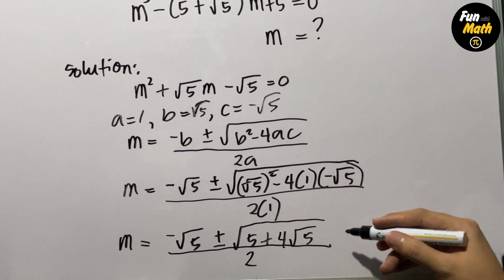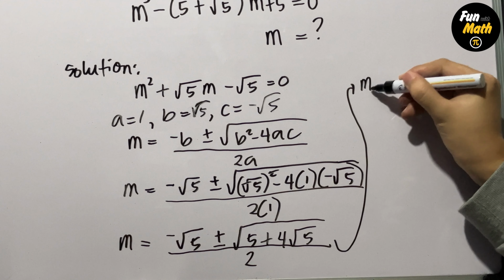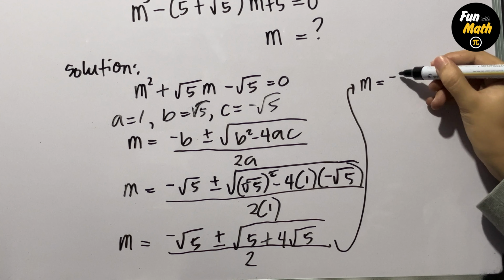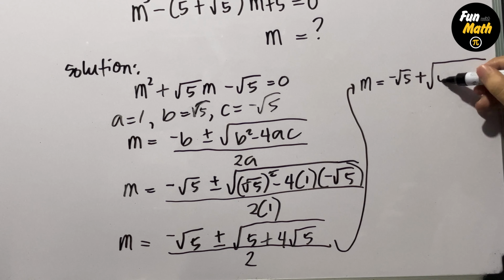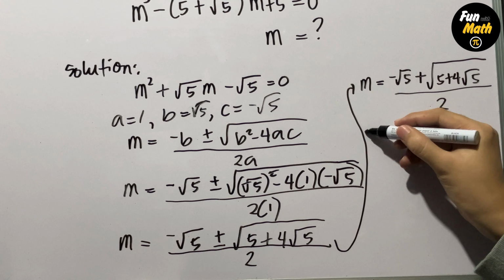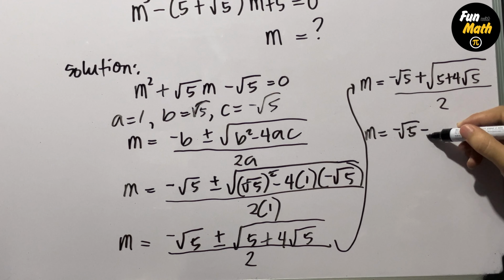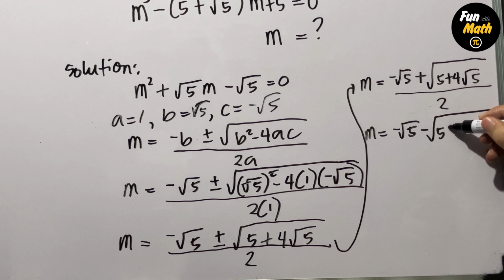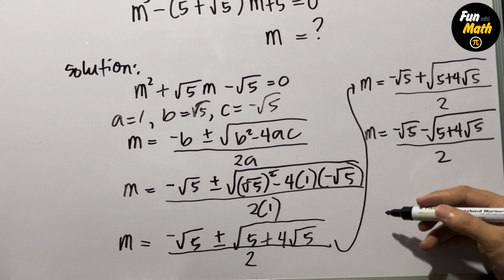Now for this, we can have two values. First is m is equal to negative square root of 5 plus square root of 5 plus 4 square root of 5 all over 2. The other one is m is equal to negative square root of 5 minus square root of 5 plus 4 square root of 5 all over 2. So overall, we have three values of m.